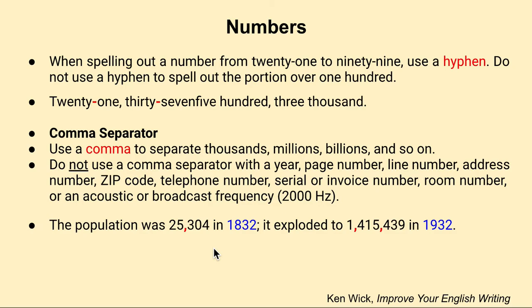So for example, the population was 25,304. So we separate the thousands here with a comma. This is just a population number. It's not one of these in the second bullet here. In 1832, now this number is above 1,000. So normally we'd put a comma right here, but since this is a year, we do not. It exploded to 1 million, this number right here. And here in this number, we put a comma separator for the millions and for the thousands. In 1932, once again, even though this is above 1,000, we do not put the comma separator because it is a year.